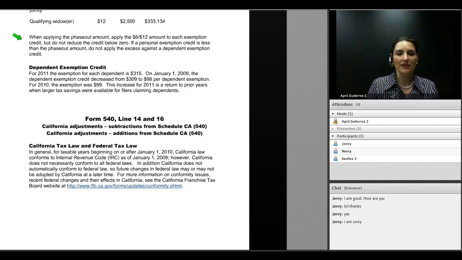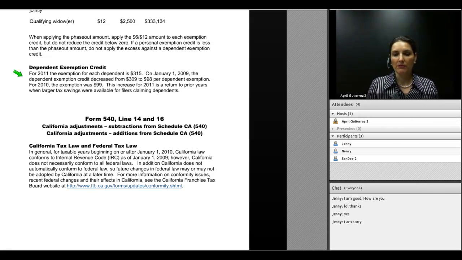It's at $315 for 2011. And remember, back in 2008, we had a much higher exemption credit in place. In fact, in 2008, that exemption credit was $309. But then in 2009, it dropped to $98. And then for 2010, it was $99.